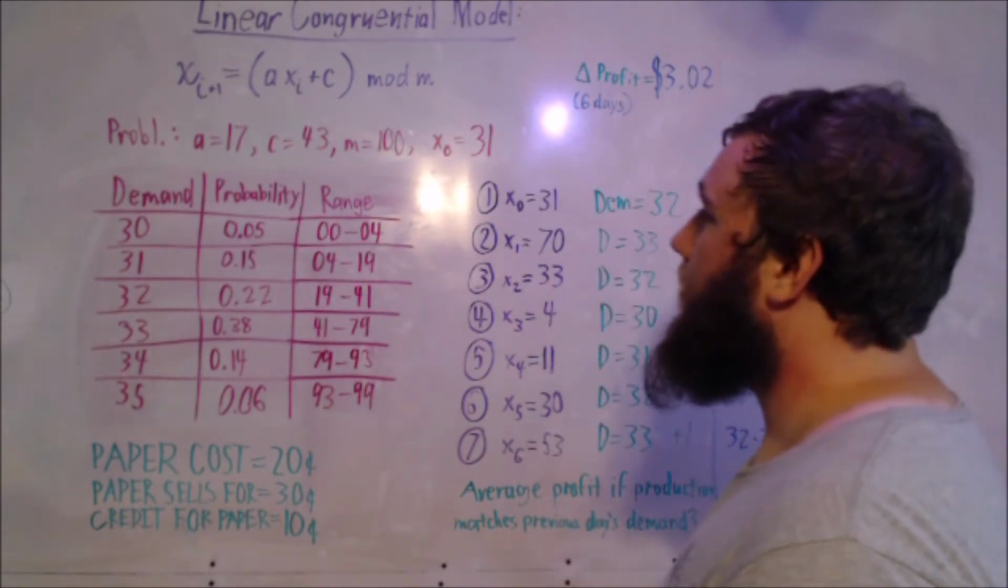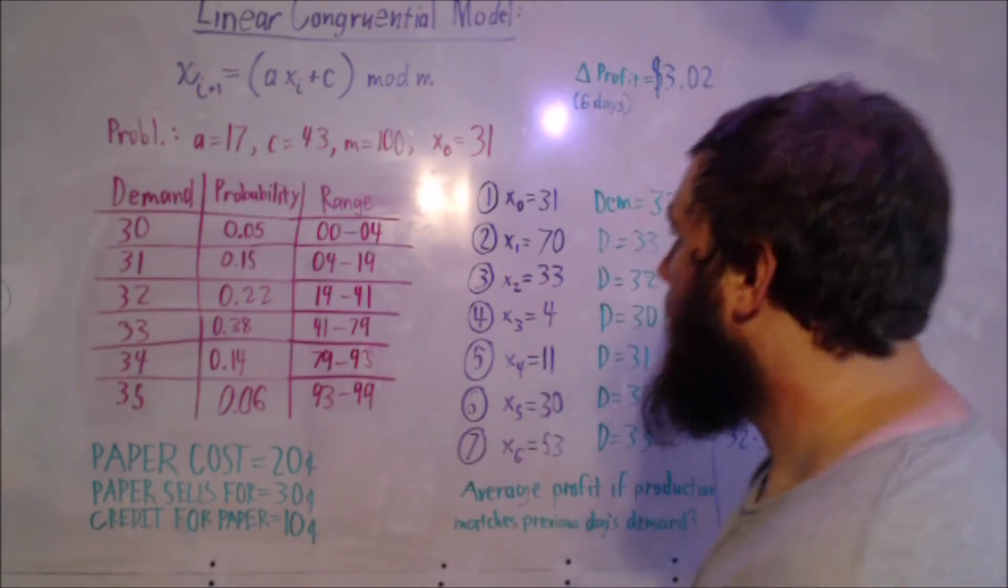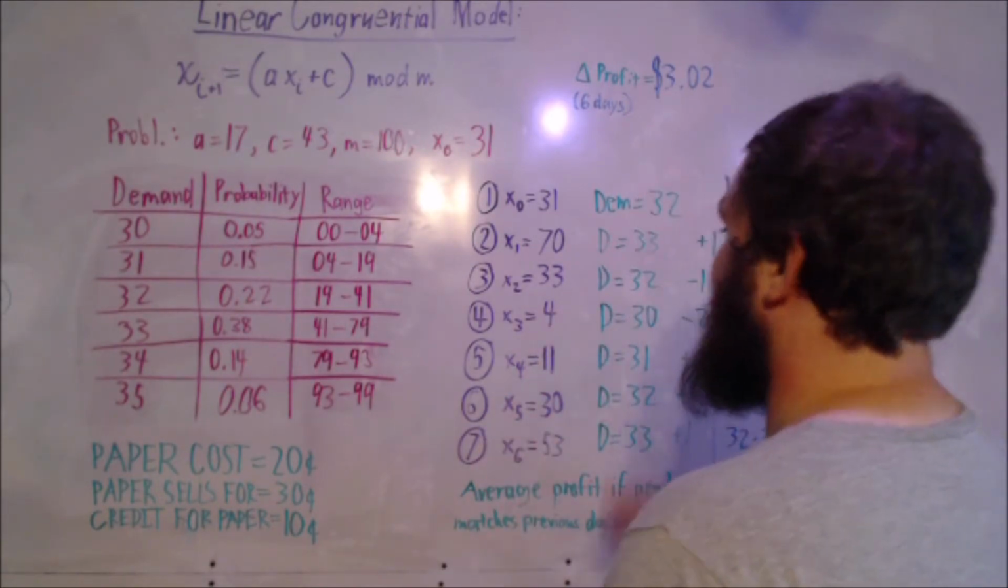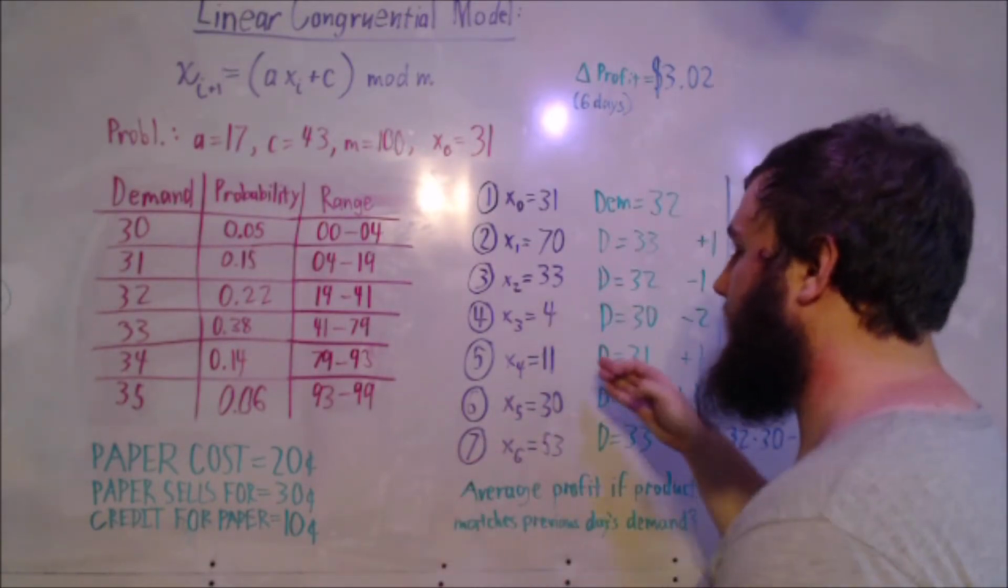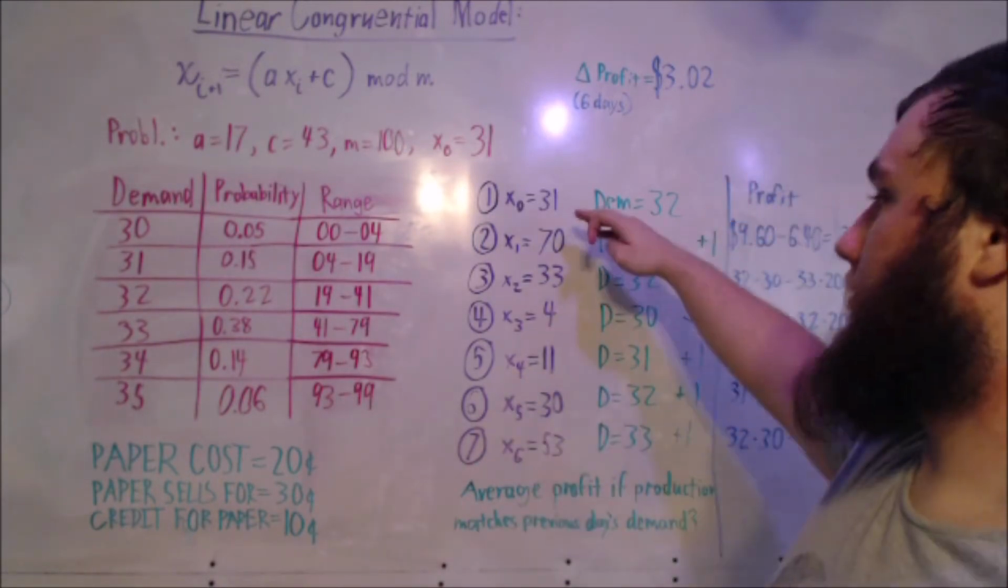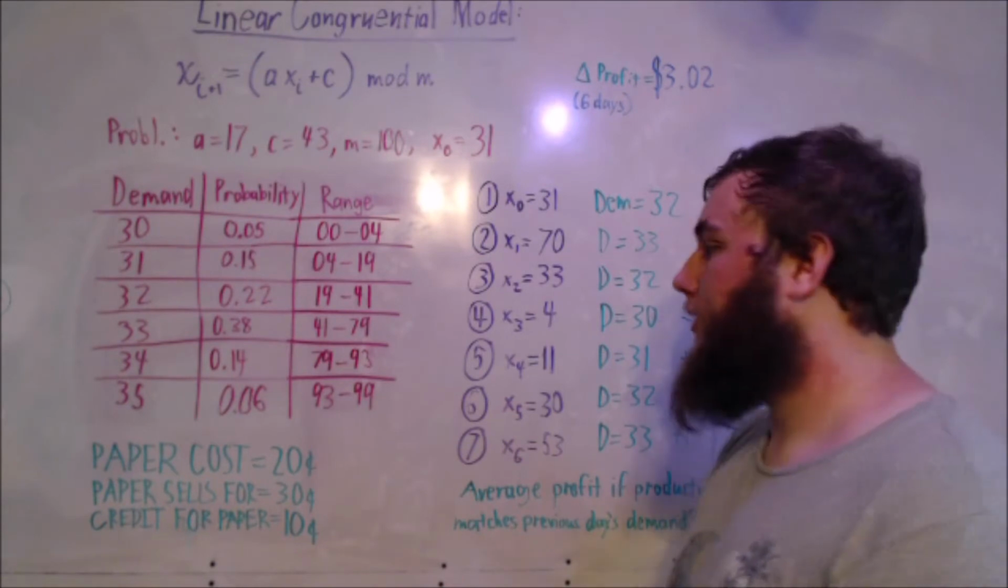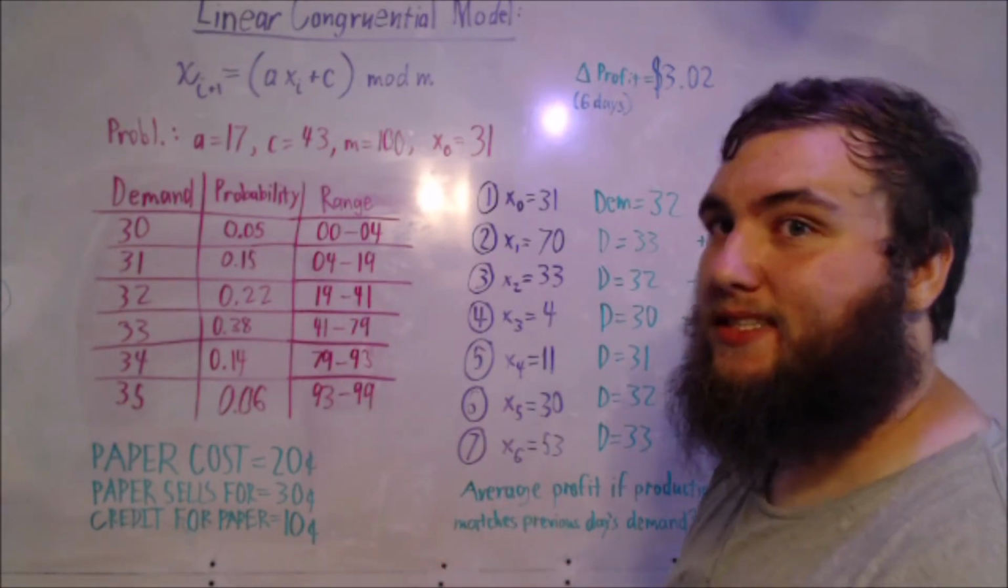So we got a 31 when we randomly generated. We got the next number to be 70, and then you plug that 70 into the next number, and then you get 33, 4, 11, 30, 53, until you've generated like 6 of these days. You've done 10, hopefully, but I'm just worried about 6 days for this problem.